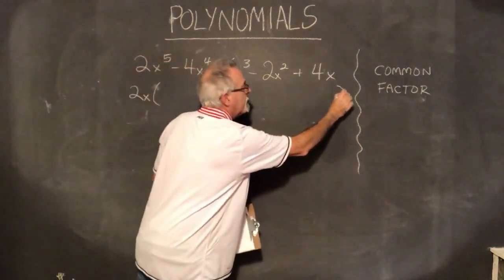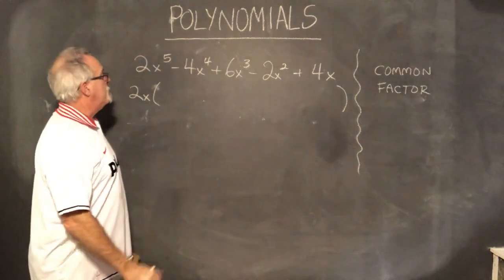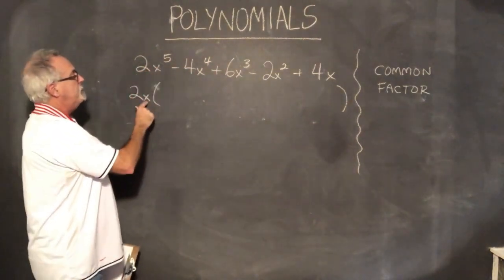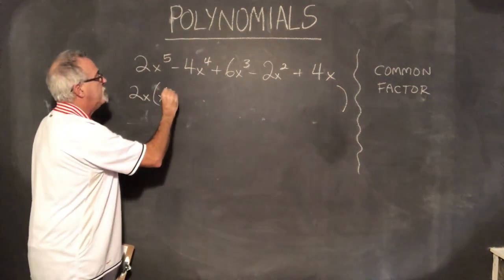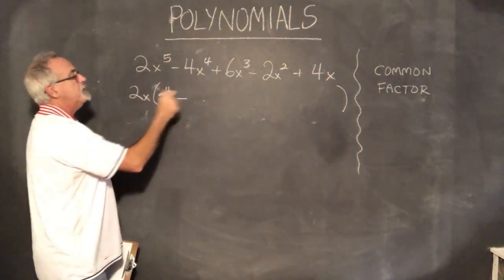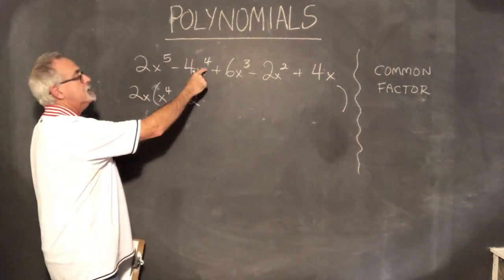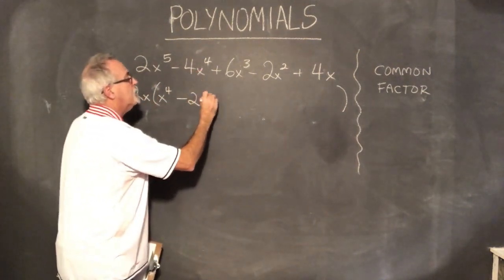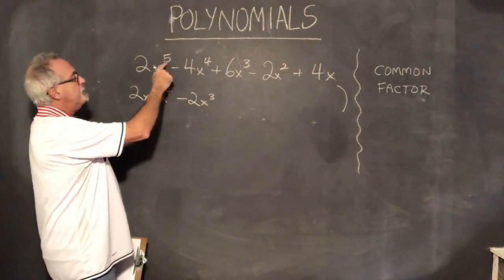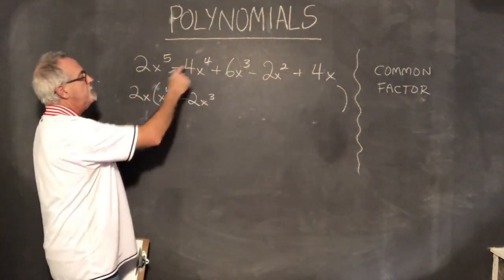I'm going to write my bracket, and I have a bunch of division to do. 2 divided by 2 cancels. x to the 5 divided by x is x to the 4. Here's a minus sign. I'm going to write it down. 4 divided by 2 is 2. x to the 4 divided by x is x to the 3. Remember, when we do these divisions, we are subtracting the exponents. 5 minus 1 equals 4. 4 minus 1 equals 3.